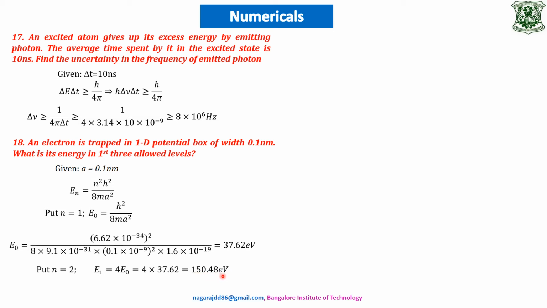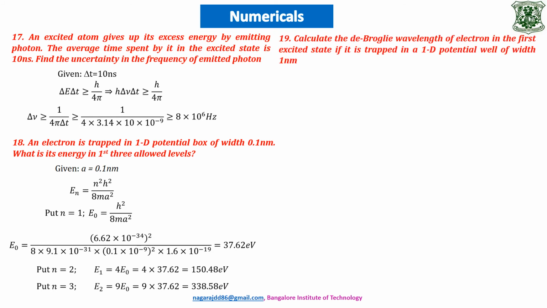So this is the energy corresponding to the first excited state. Coming to the next level, that is n equal to 3. As I told just now, E2 is equal to 9 E naught, that is 9 into 37.62, so much. So this is the first allowed level, this is the second level, this is the third level. Or in terms of ground state and excited state, we can say this is the ground level, this is the first excited level, this is the second excited level. Well, move on to the next question.